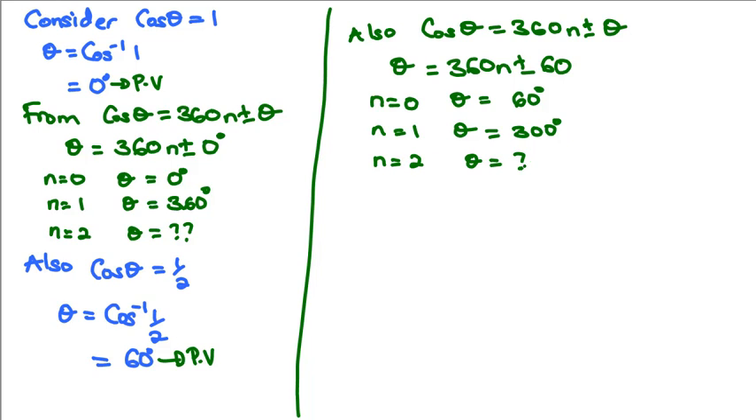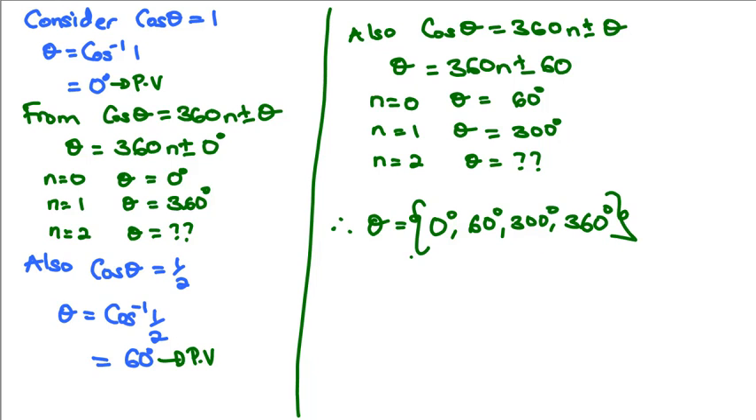And when n is equal to 2, theta will be outside range. Therefore, our angles beginning from the smallest to the biggest are going to be 0 degrees, 60 degrees, 300 degrees, and 360 degrees, and those are going to be our answers.